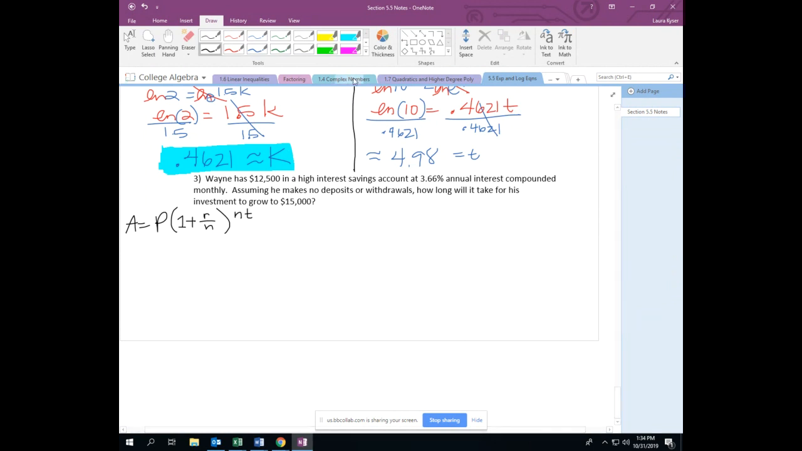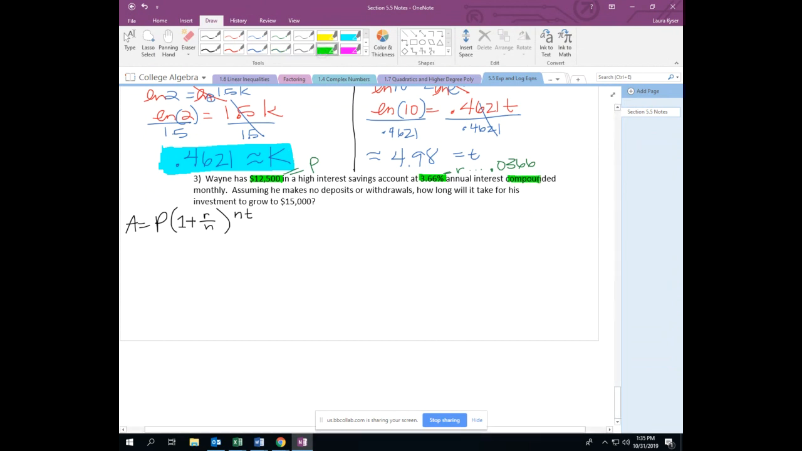Now let's analyze our problem. Wayne has $12,500 in a high interest savings account at 3.66%. 12,500 is the P, that's the amount invested. 3.66 is the R, but we can't use the percentage. We have to change it to a decimal, 0.0366. You move your decimal 2 places to the left.